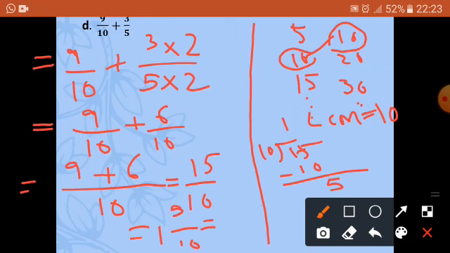Since 5 and 10 go in 5 times table, 5 times 1 is 5 and 5 times 2 is 10. So 1 and a half. You can say 1 upon 2 is your lowest fraction, or lowest mixed number. So this is your final answer. So be very careful whenever you have these types of situations in which you can convert the fraction into the lowest term. You should.